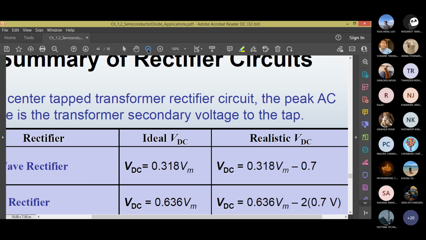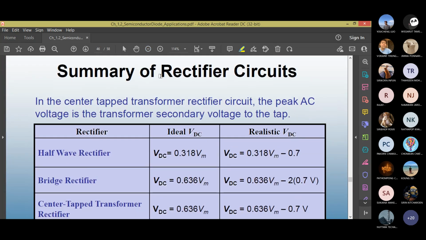Here the slide says summary of rectifier circuits. If you have a half wave rectifier, VDC is 0.318 Vm. If it is a realistic silicon diode, for the output you have to deduct 0.7 because there's a 0.7 voltage drop when you solve the KVL loop using a silicon diode. For a bridge rectifier, 4 diodes, VDC, you know the formula, 0.636 Vm. Realistically, 0.636 times Vm minus 2 times 0.7 volt. Why 2 times? For the bridge.